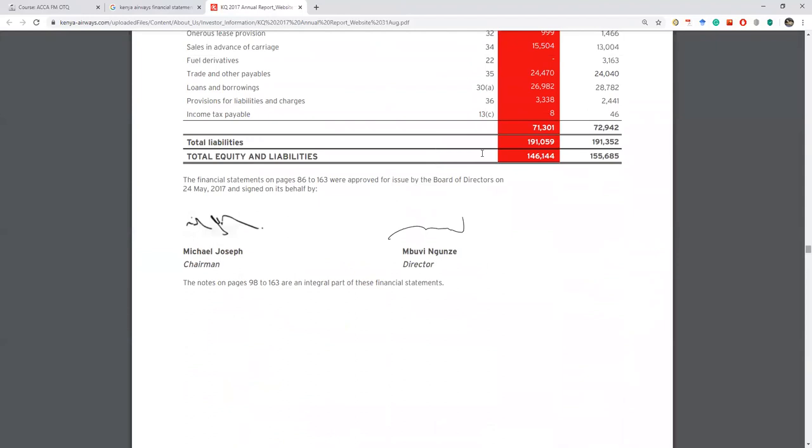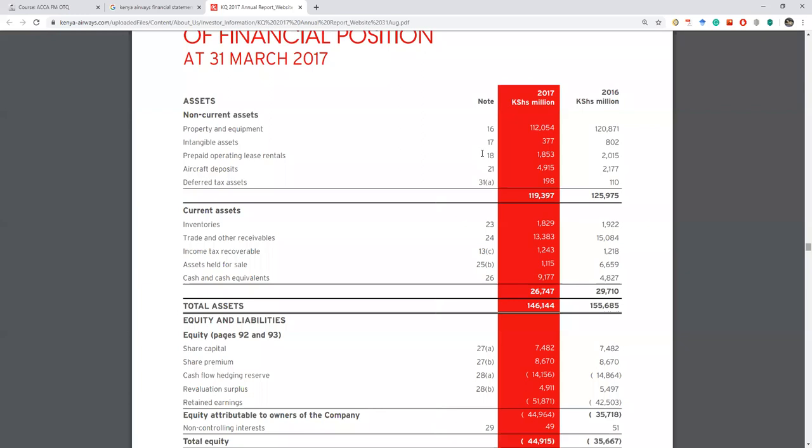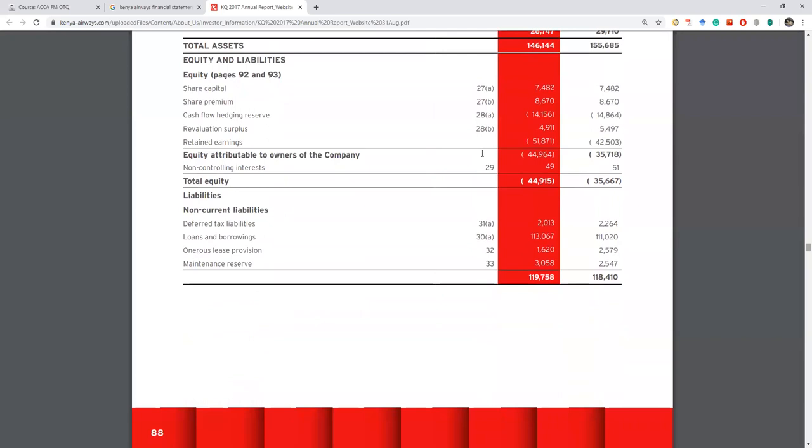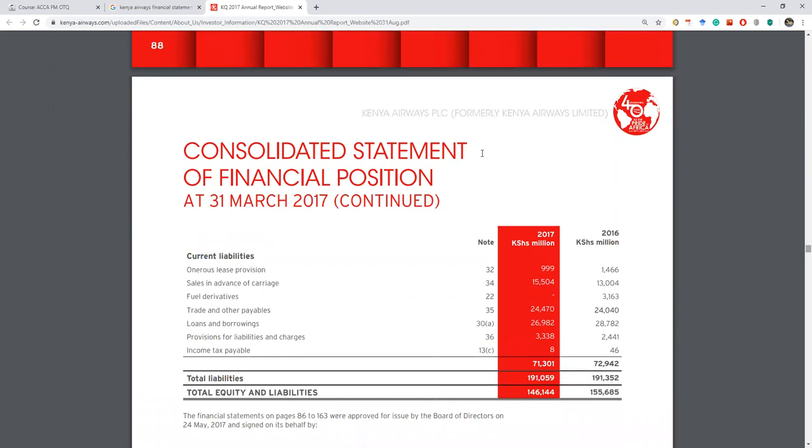So if we check the company's total assets, you can see here it's 146 billion. The company has a total asset base of 146 billion. So compare that with the company's total liability. Now let's see its total liability. The non-current liability is 119, the current is 71. To give you a figure, total liability of 191 billion.